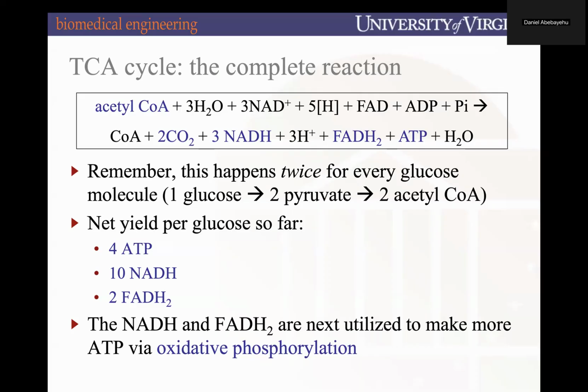And so what's going to be key is that the next step, oxidative phosphorylation, is going to use these reducing equivalents, NADH and FADH2, to feed into those processes. And these have received electrons that have been released during oxidation steps throughout glycolysis and throughout the TCA cycle.